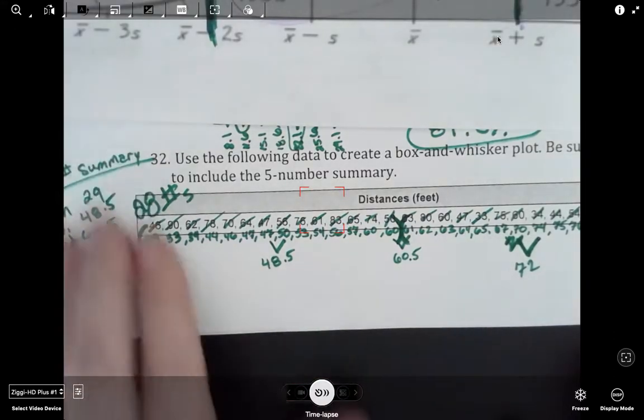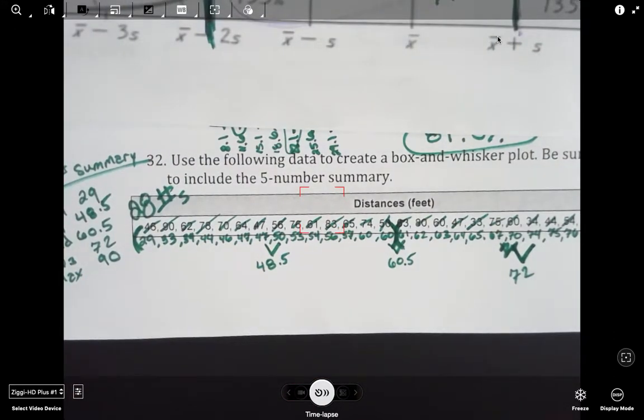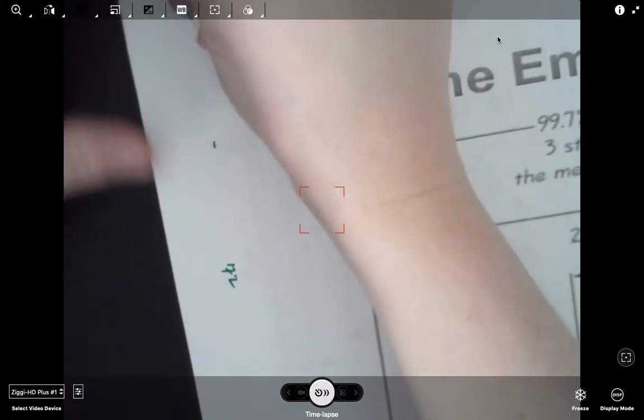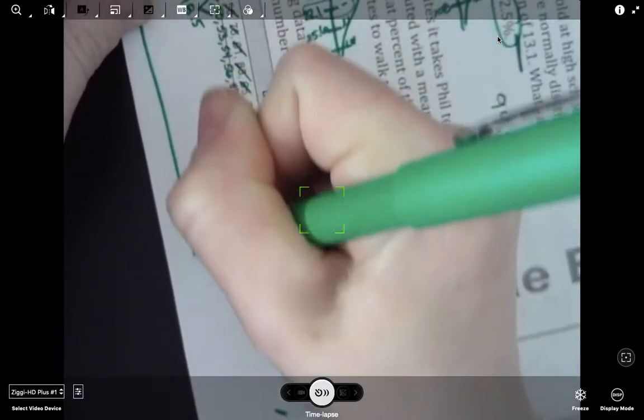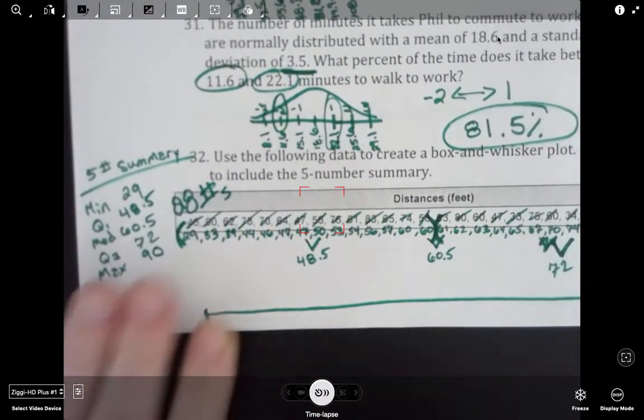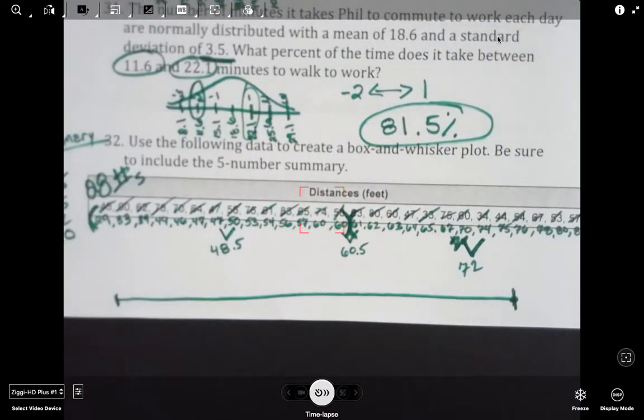So this is my 5-number summary, and then I'm going to put them on a box and whisker plot. I'm going to draw my line down here. Okay, there's my number line. What do we want to go from? From what to what? 29 to 90.